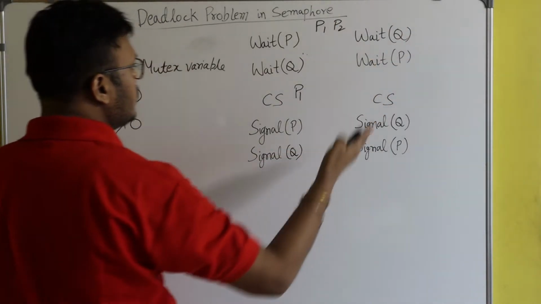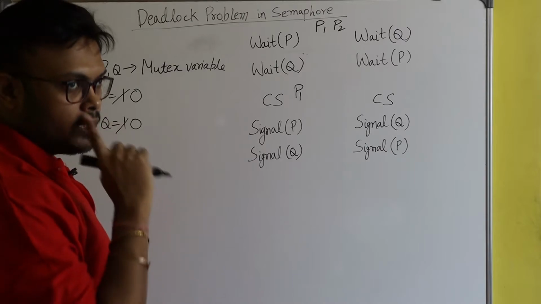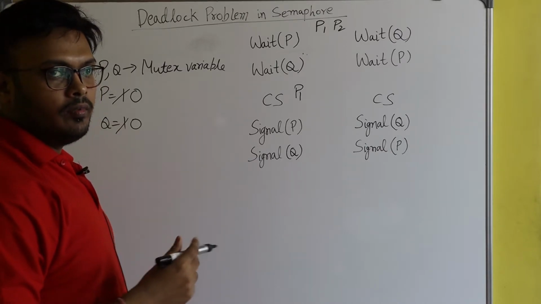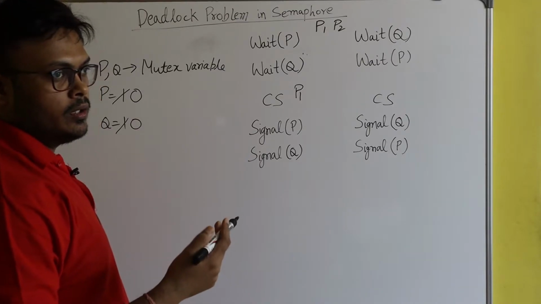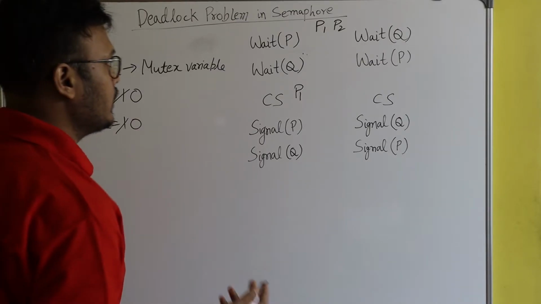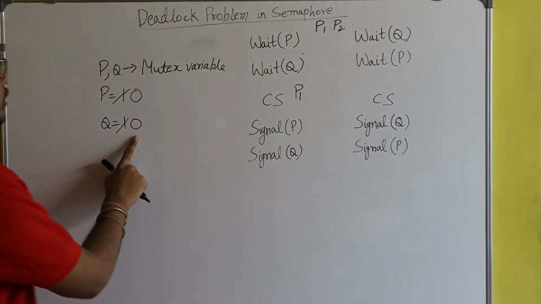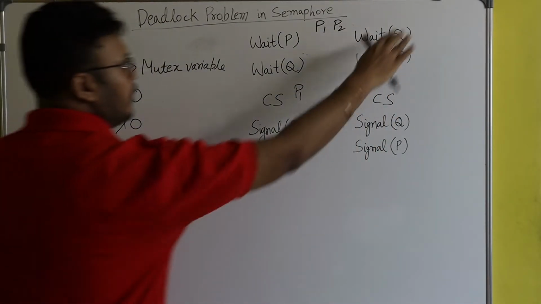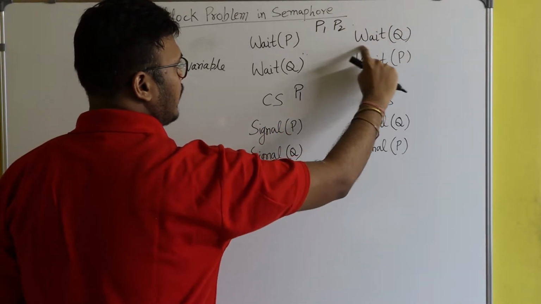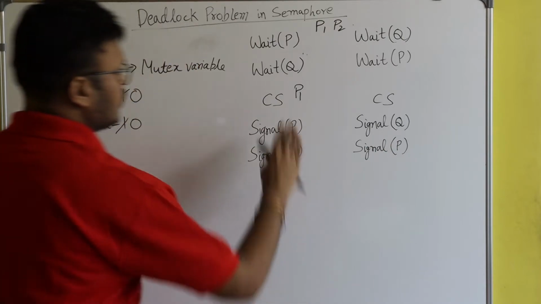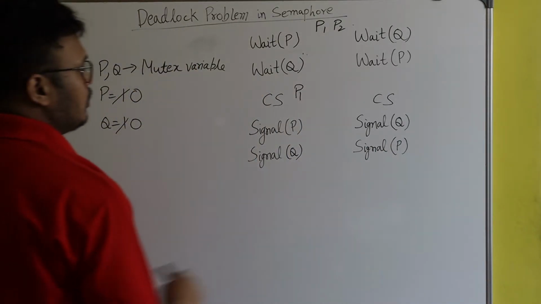Q is 0, and moreover Q is a mutex variable. So what does a mutex variable do? If the mutex variable is 0, then it will not let the process enter into the critical section. So if P2 tries, since Q is equal to 0, P2 will not come to this point. So now P1 is inside the critical section.